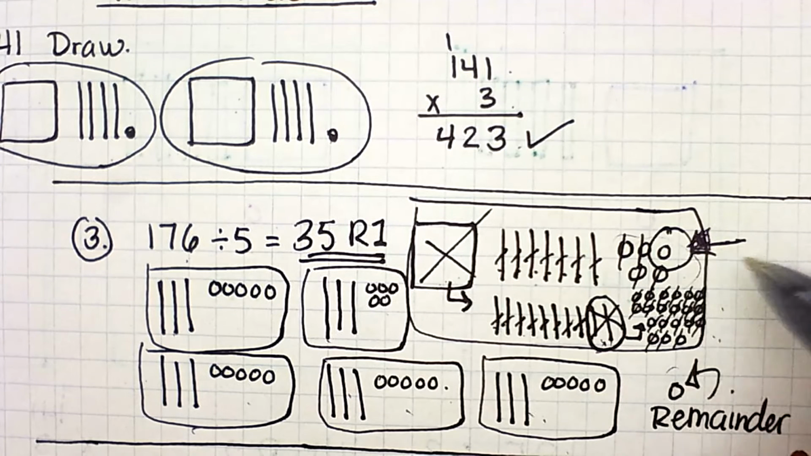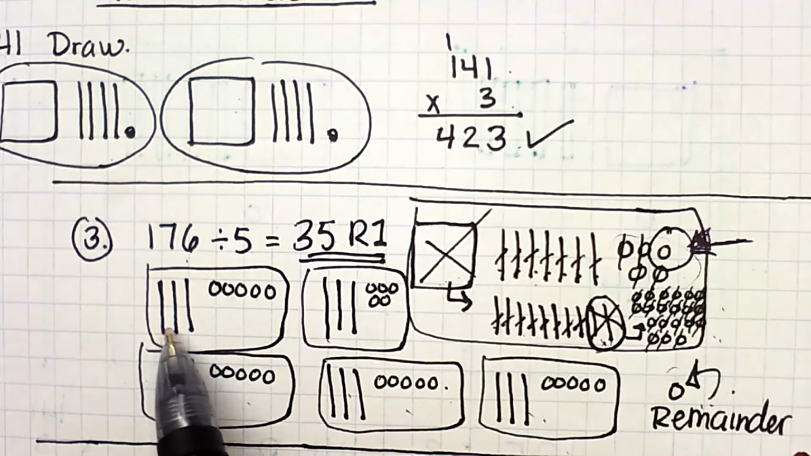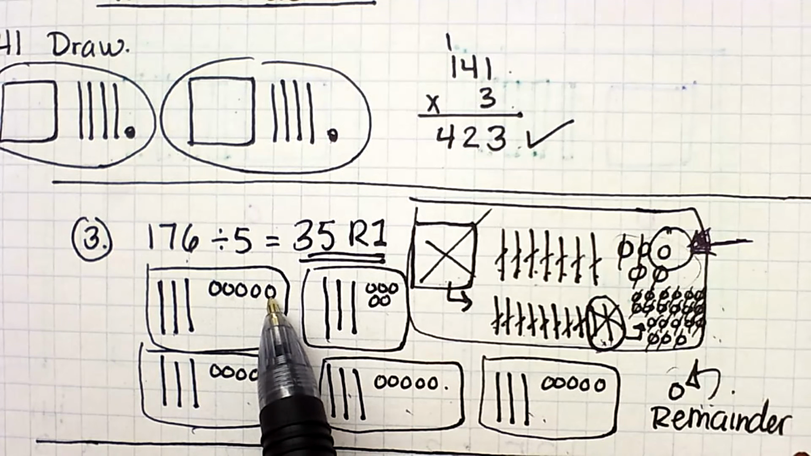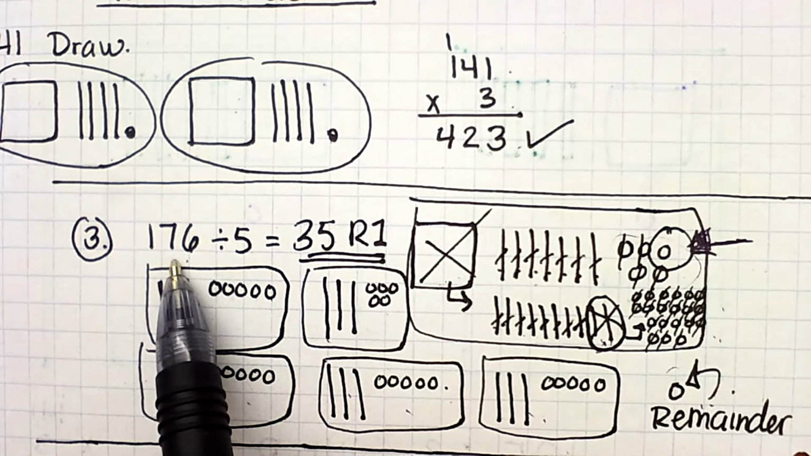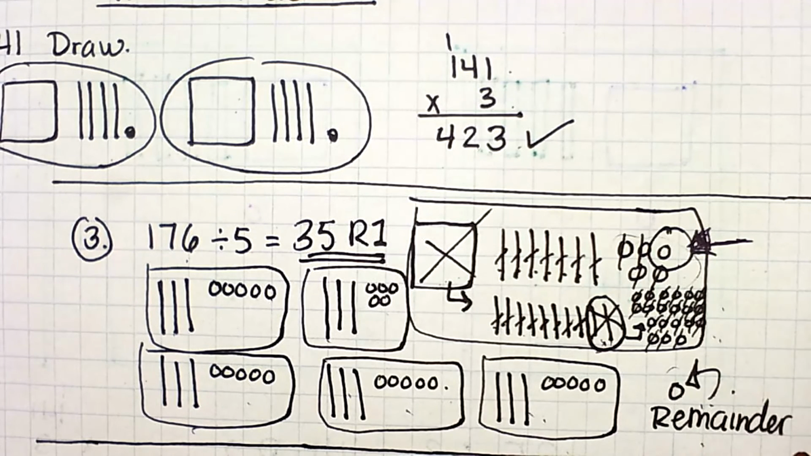I can't make 26 with 5 equally. So that one is my remainder. So I checked and I counted. I had 10, 20, 30, 31, 32, 33, 34, 35 in each one of my groups. So 176 divided by 5 gave me 35 with a remainder of 1.